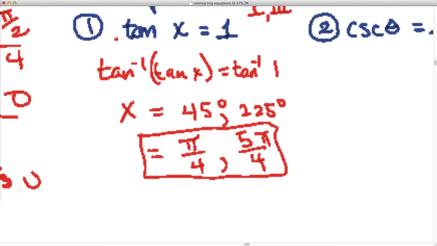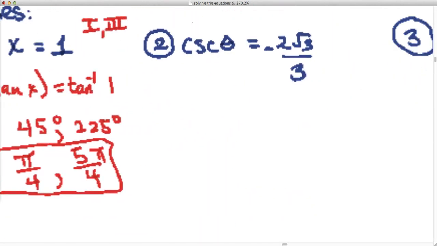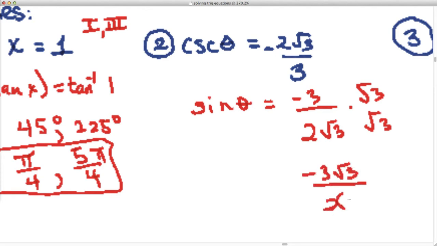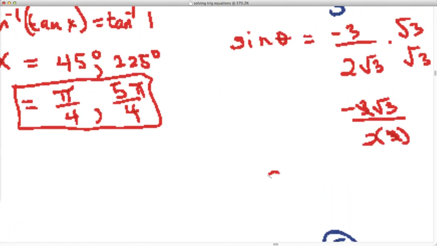So in this case, we have cosecant equals negative 2 root 3 over 3. Let's deal with sines and cosines since that's what we're used to. So what we would do is flip both sides, and we would have sine theta equals negative 3 over 2 root 3. And if you rationalize, you get a root 3 multiplied on top and bottom, and you're going to get negative 3 root 3 over 2 times 3, and you should see the 3's cancel. So you have sine theta equals negative root 3 over 2.